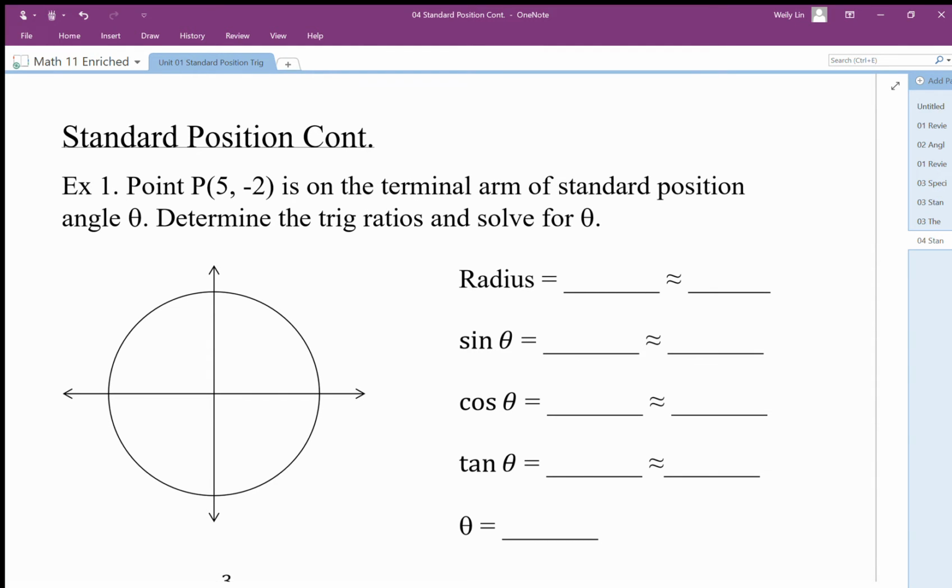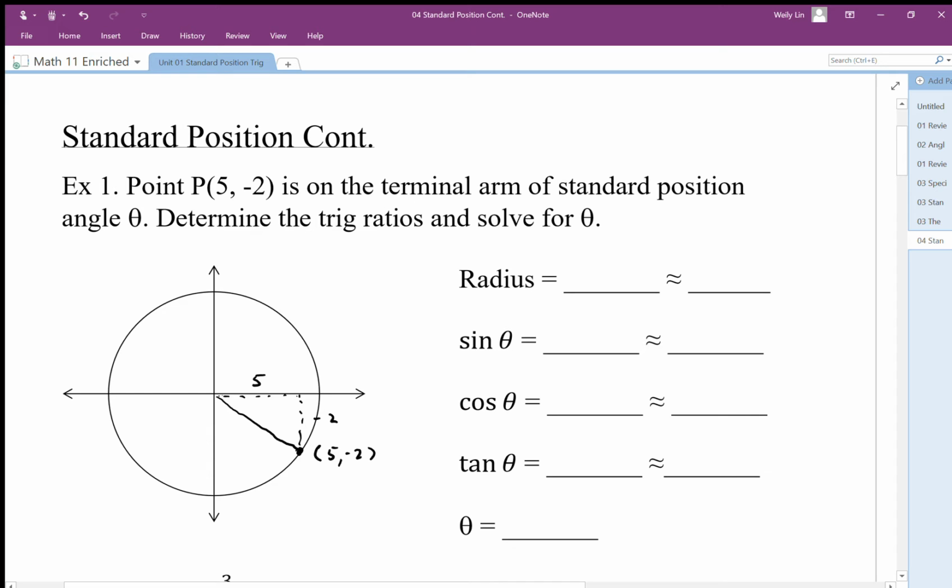So the point (5, -2) is locating the standard position angle. I'm going to just find that point on the circle. I'm going to go 5 over, about 2 down, somewhere around here. And again, we're just looking at the proportion of 5 and 2. And that's locating an angle here. Okay, I'm going to draw my little reference triangle here, and put in the positions. Okay, so it's 5 and -2.